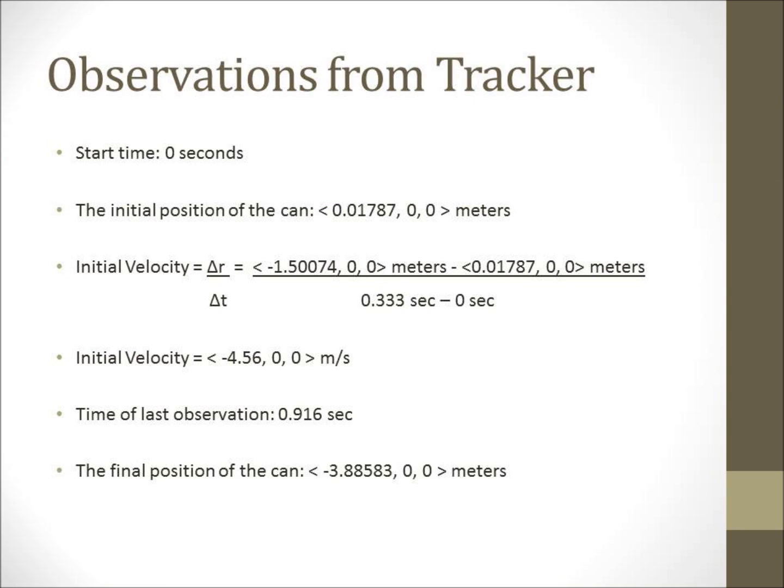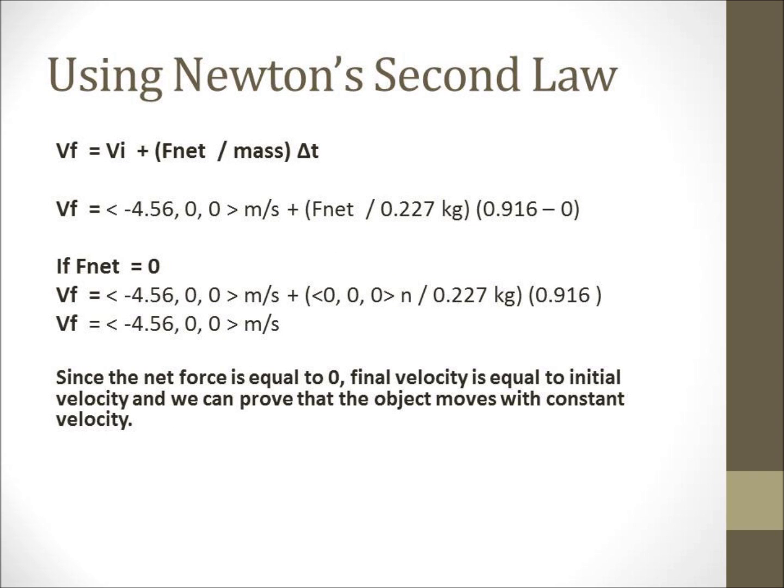The movement of my object started at an initial position of 0.0178 in the positive x direction at a time of 0 seconds. In order to calculate initial velocity, I took another point and found the change in position over the change in time. From this, I was able to calculate the initial velocity to be negative 4.56 meters per second in the negative x direction. Using Newton's second law and plugging in 0 for the net force, I was able to calculate that final velocity was equal to the initial velocity.